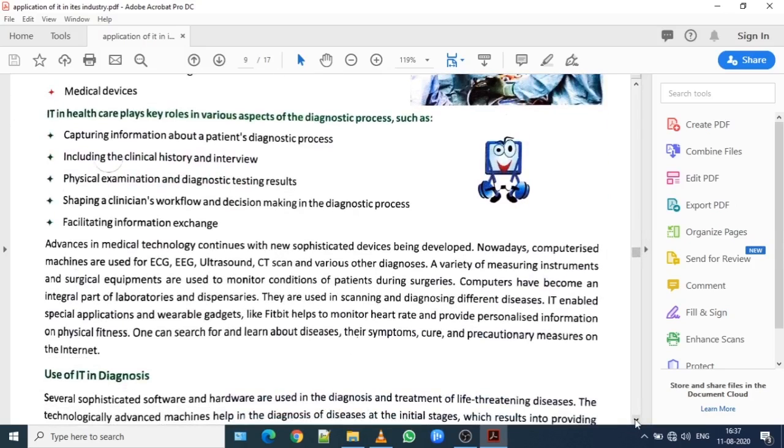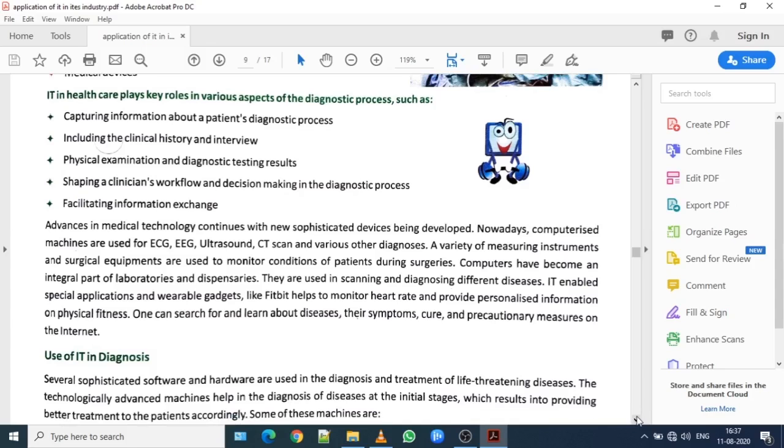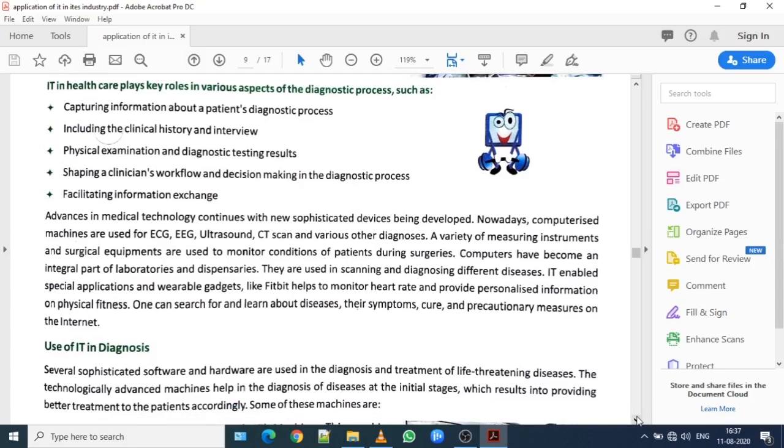Now, the word diagnostic means to find out the root cause of your health problem. If you are infected by a virus, or if your health degrades, then IT plays different roles in finding the root cause. What are the key roles? It captures information about the patient's diagnostic process, including the clinical history and interview, physical examination and diagnostic testing results, shaping a clinician's workflow and decision making in the diagnostic process, and facilitating information exchange. So these are the main areas where the diagnostic process is taken care of by IT.